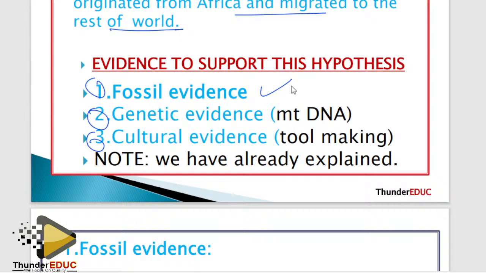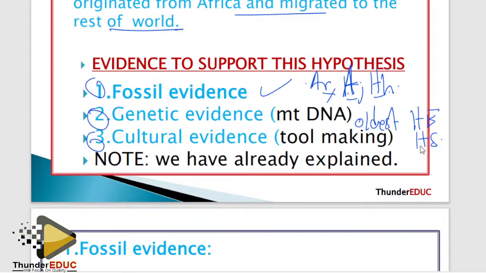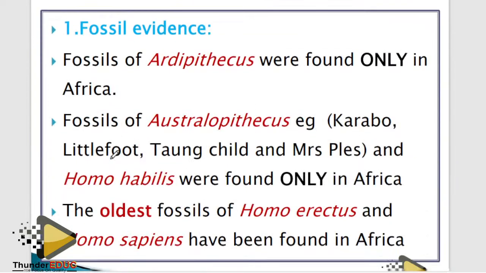Fossil evidence, you talk about the oldest fossil, Ardipithecus, Australopithecus, and the Homo habilis. All of them were discovered in Africa only. Ardipithecus, Australopithecus, and Homo habilis were only discovered in Africa. But now when you talk about the oldest fossil of Homo erectus and Homo sapiens, they were discovered in Africa. You have to add that word oldest.